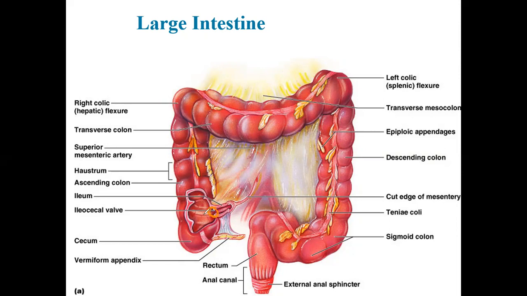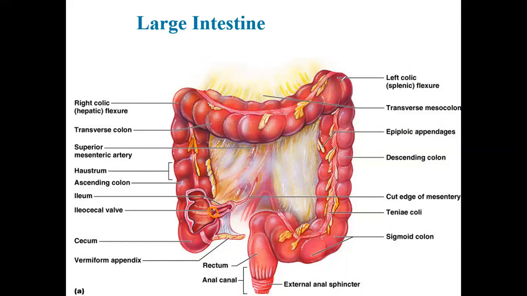The main function of the large intestine is to store food until it can be excreted. There will be a little bit of reabsorption of water, but not much. So food is going to enter at the cecum, travel up through this ascending colon. Then there is the right colic, also known as the hepatic flexure, leading to the transverse colon.